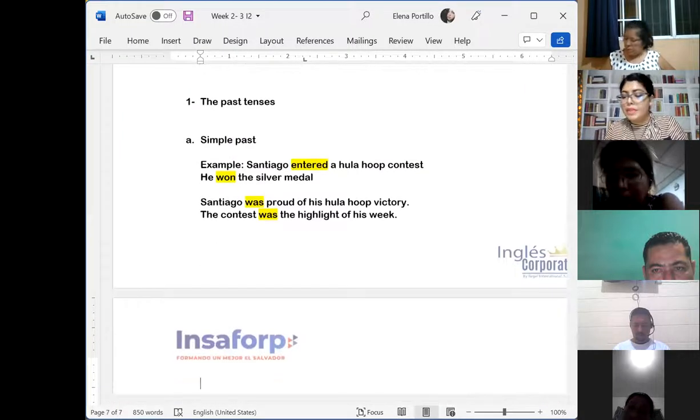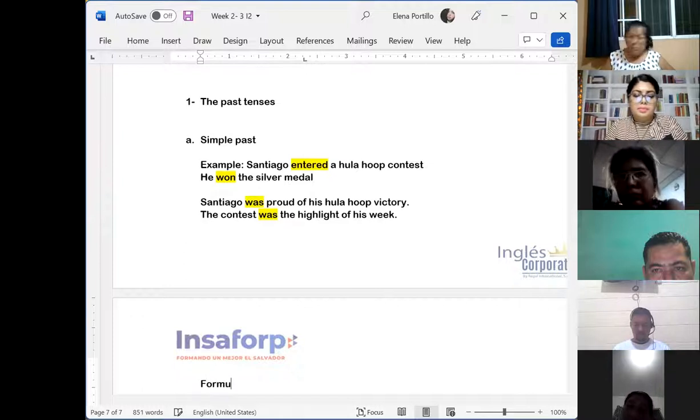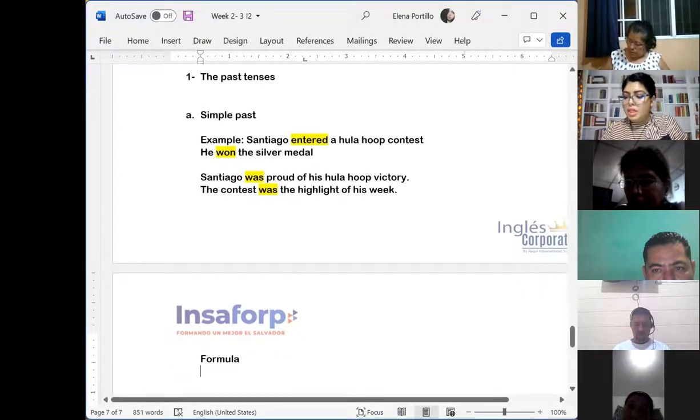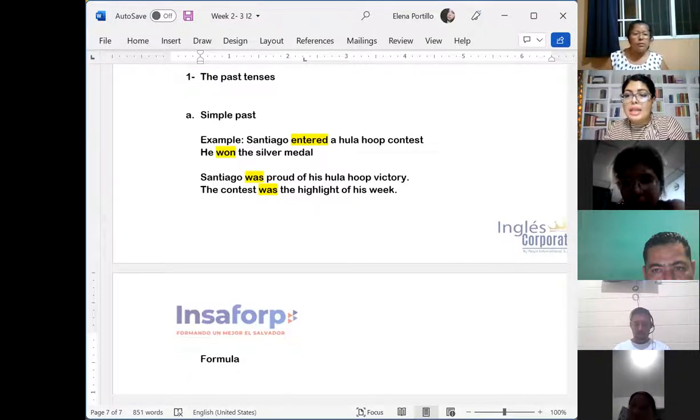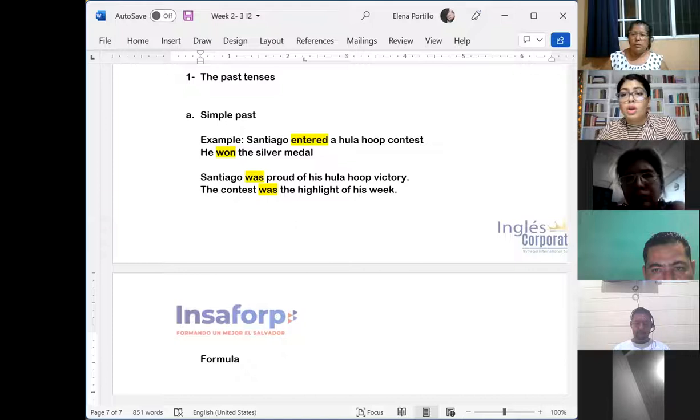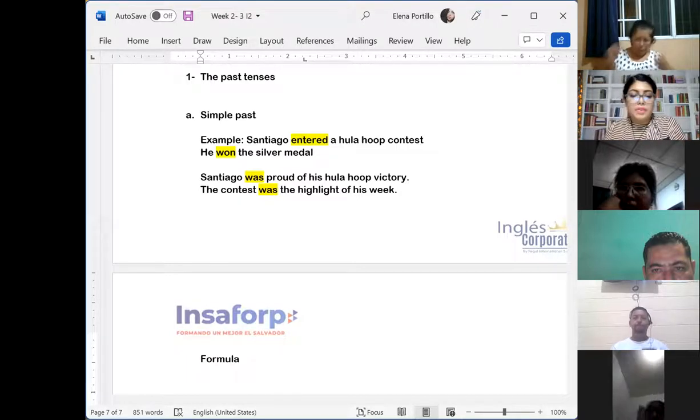And we are going to have the formula of the simple past. For regular verbs, we are going to add ed to the root form of the verbs, or just d, if the root form already ends in an e. Para crear el verbo, solo vamos a agregar ed al final, y en algunos casos solo la d, porque ya traen la e al final del verbo. So, in this case, we are going to create the verbs like this.